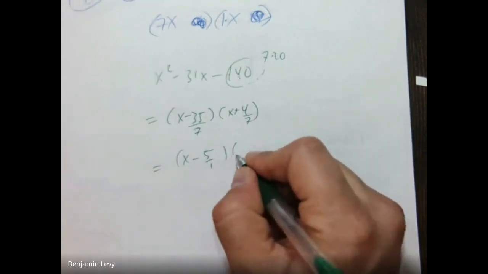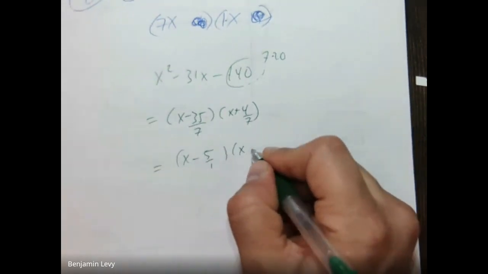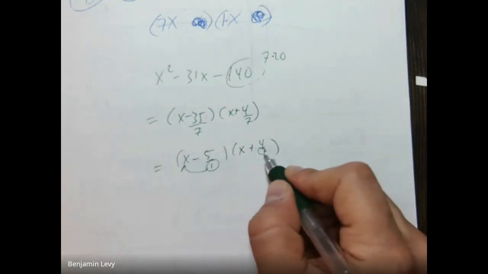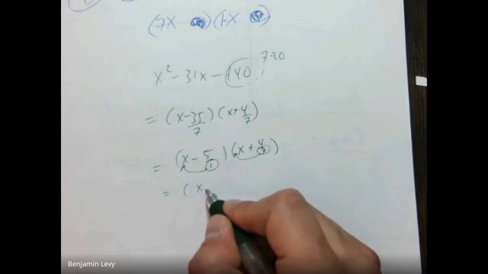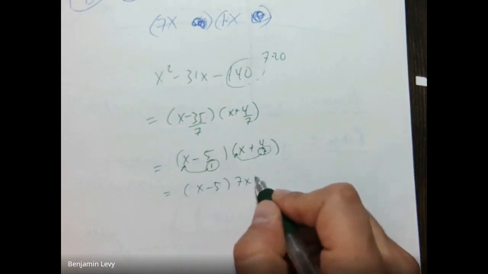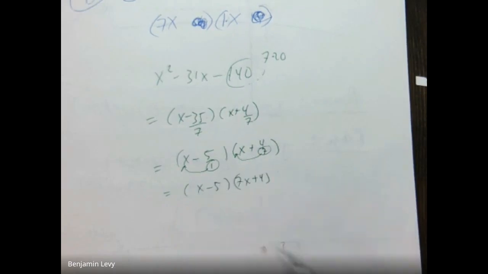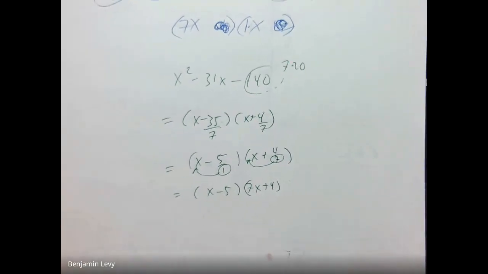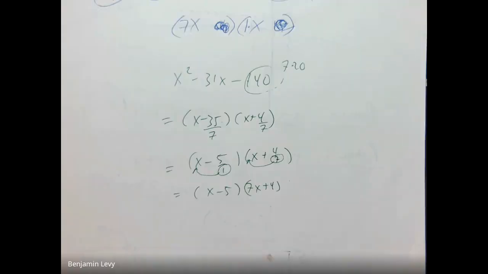5/1. This one doesn't reduce. And then this number just moves over here. This number moves over here, and then that ends up being the factored version. It's just an interesting step-by-step kind of thing. All right, thank you. Sure.